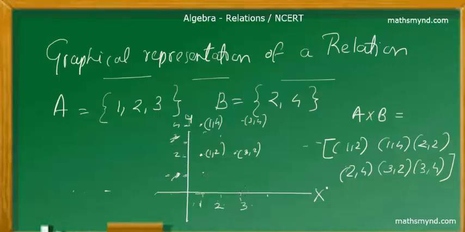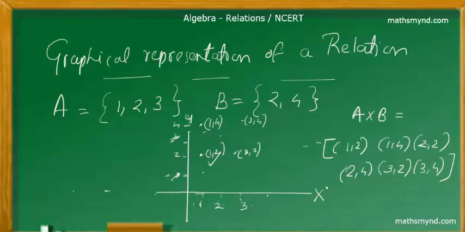So how do you represent? It's very simple. You have the first point coming up here. That is one. This is the first point. That is the first element of A, that's 1, pairing up with the first element of B, that's 2, and on the upper side you have the first element pairing up with the second element of B, that's 1, 4.